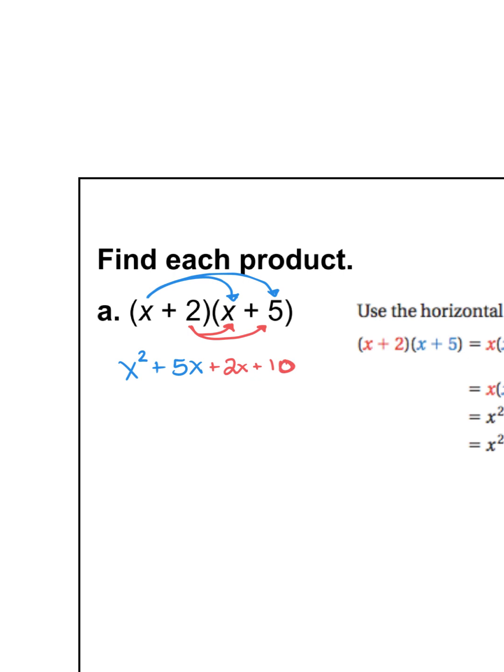Our last step for these problems is to combine any like terms. And remember, the like terms here are 5x and 2x, since they have the same letter and the same exponent or lack of exponent. And 5x plus 2x is 7x. It was a positive 7x, so I need a plus in front of it. X squared comes along with it, and plus 10 is at the end. So this here is our final answer: x squared plus 7x plus 10.